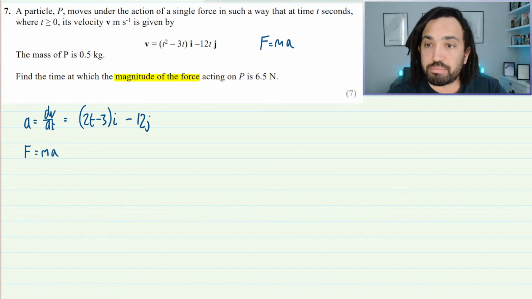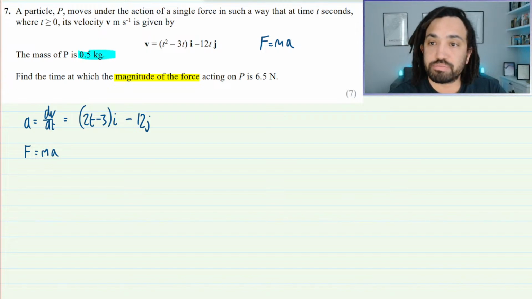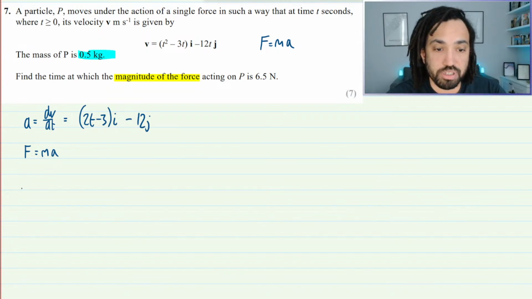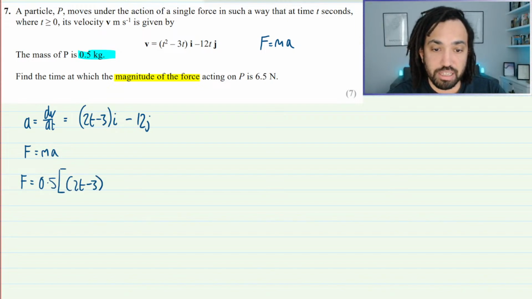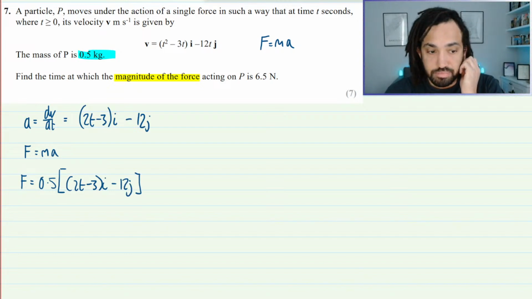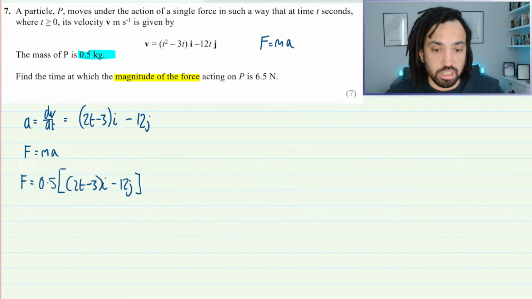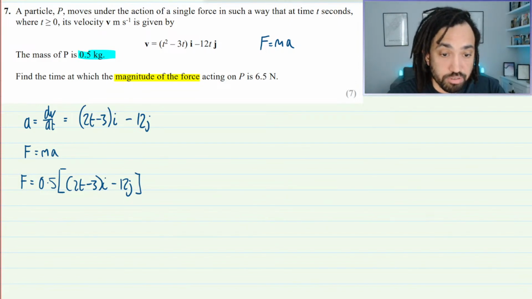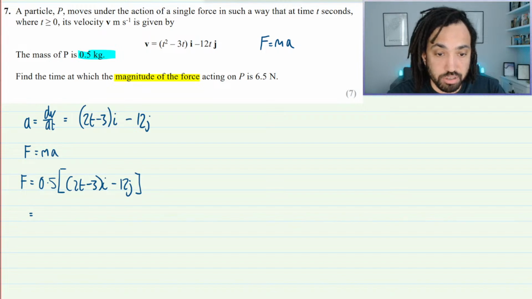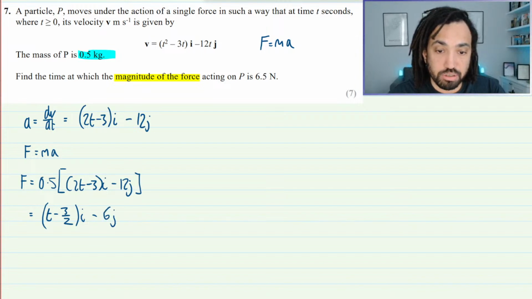Next, let's introduce that classic Newton's second law, F equals ma. We know the mass is 0.5, so we put that into this formula, and the acceleration is what we've just found. That is looking nice. Tell me the magnitude of the force. Once I times it through by 0.5, how do I find the magnitude of the force?